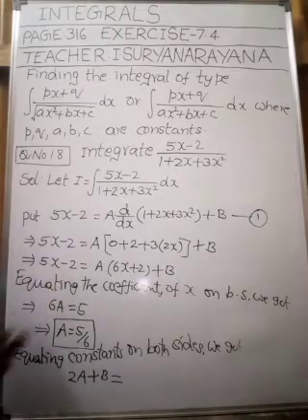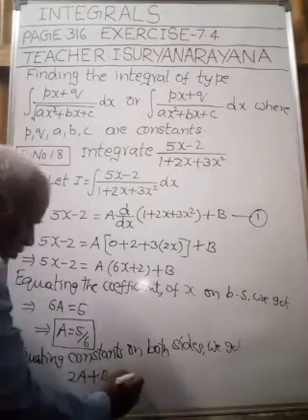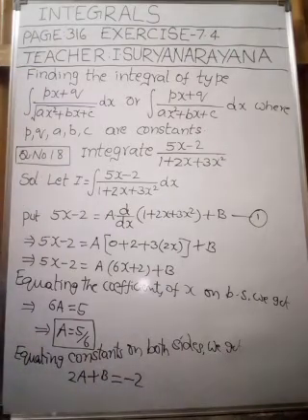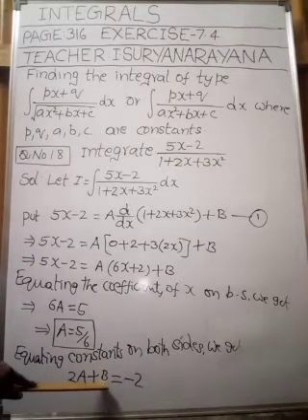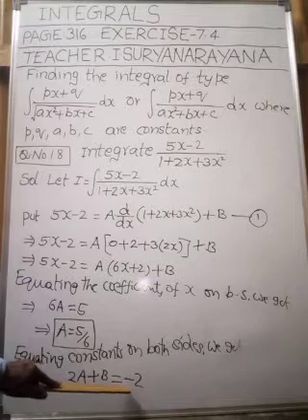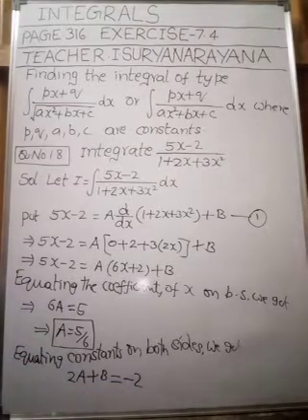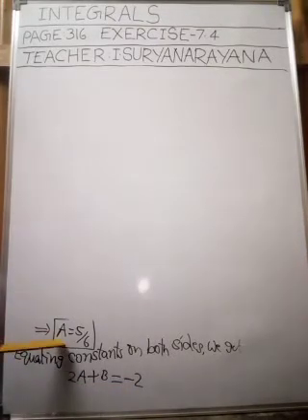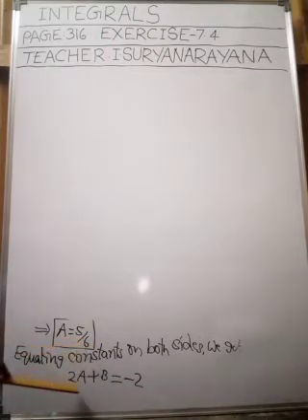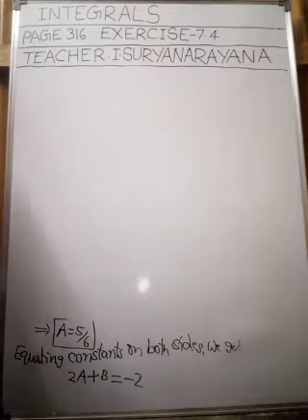What is the constant term? Minus 2. Understood this step, my children? 2a plus b is equal to minus 2. Understood? Right. So we have already found the value of a, 5 by 6. Now we substitute the value of a in this equation. Okay, my children. Then we find the value of b.